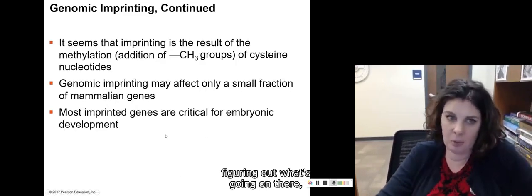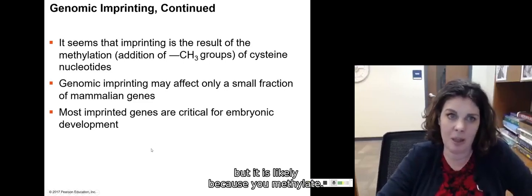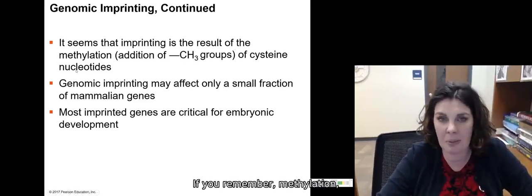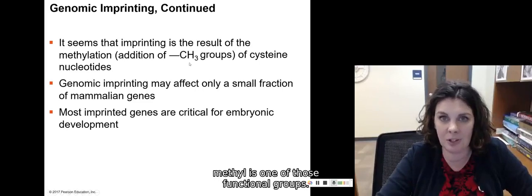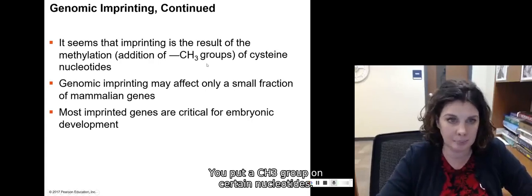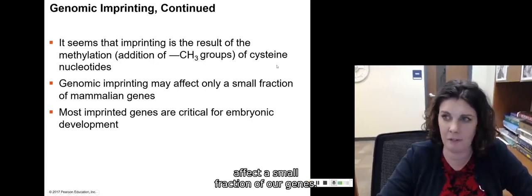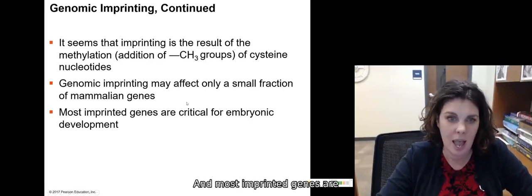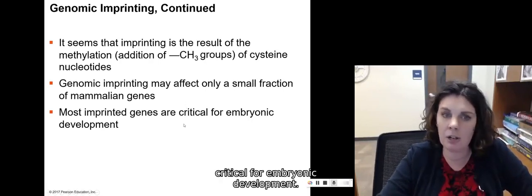Imprinting, we are still kind of figuring out what's going on there, but it is likely because you methylate. If you remember methylation, methyl is one of those functional groups. You put a CH3 group on certain nucleotides. Genomic imprinting probably only affects a small fraction of our genes, and most imprinted genes are critical for embryonic development.